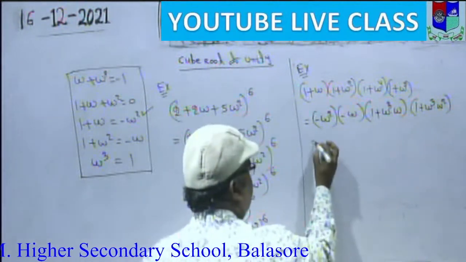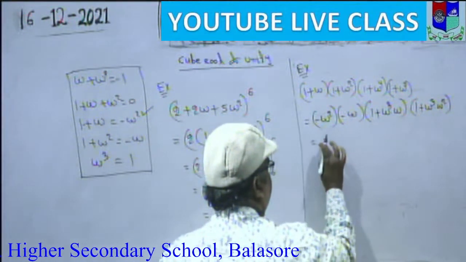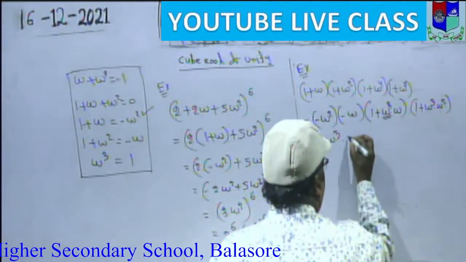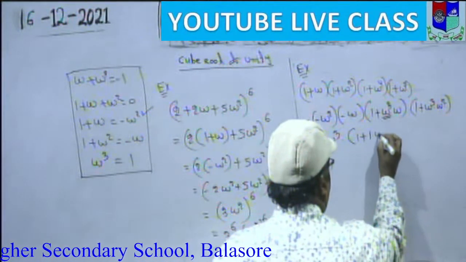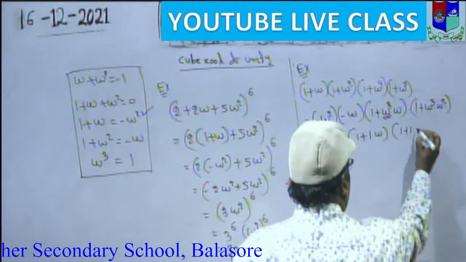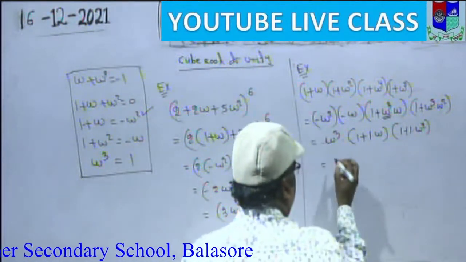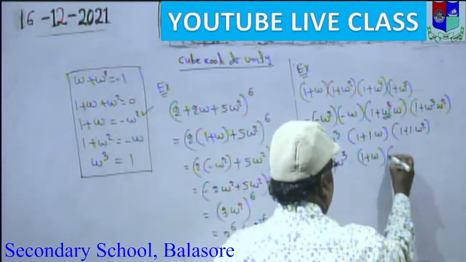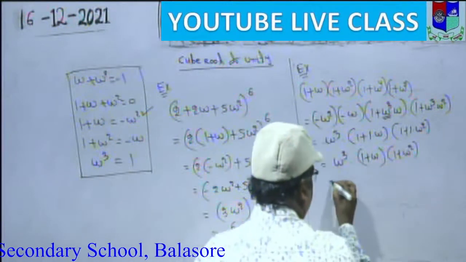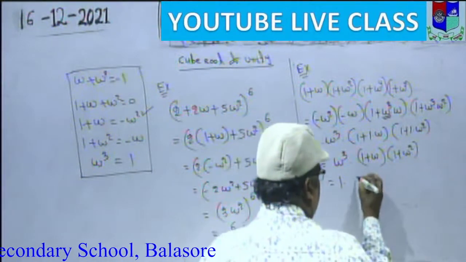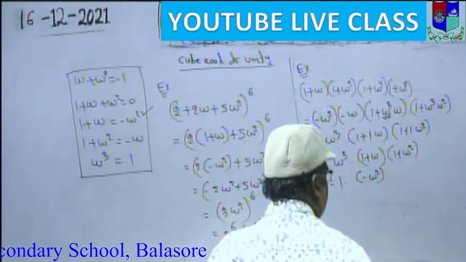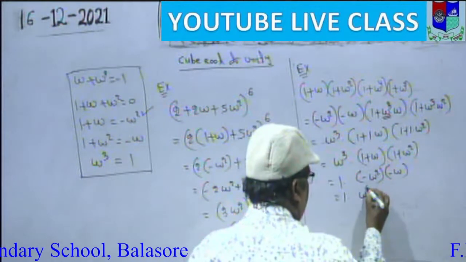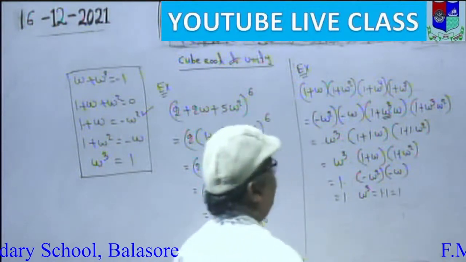So now it is omega cube into, this is your 1. So 1 plus omega is minus omega square, and it is omega cube. Again it is 1 plus omega with 1 plus omega square. We write this as minus omega square, and this is minus omega. So 1 and it is omega cube. Answer will be 1.